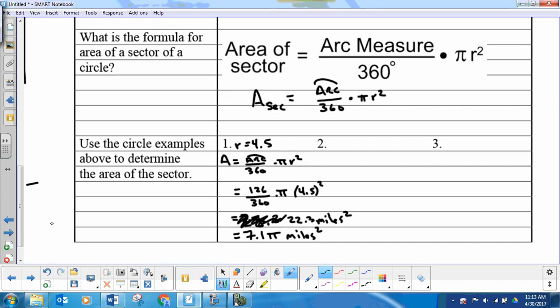All right, so go ahead and pause the video. Do number 2 and number 3 using the same formulas and check your work and make sure you got the same thing. And make sure that you do it in terms of pi too. Let's make sure we check our work both ways.